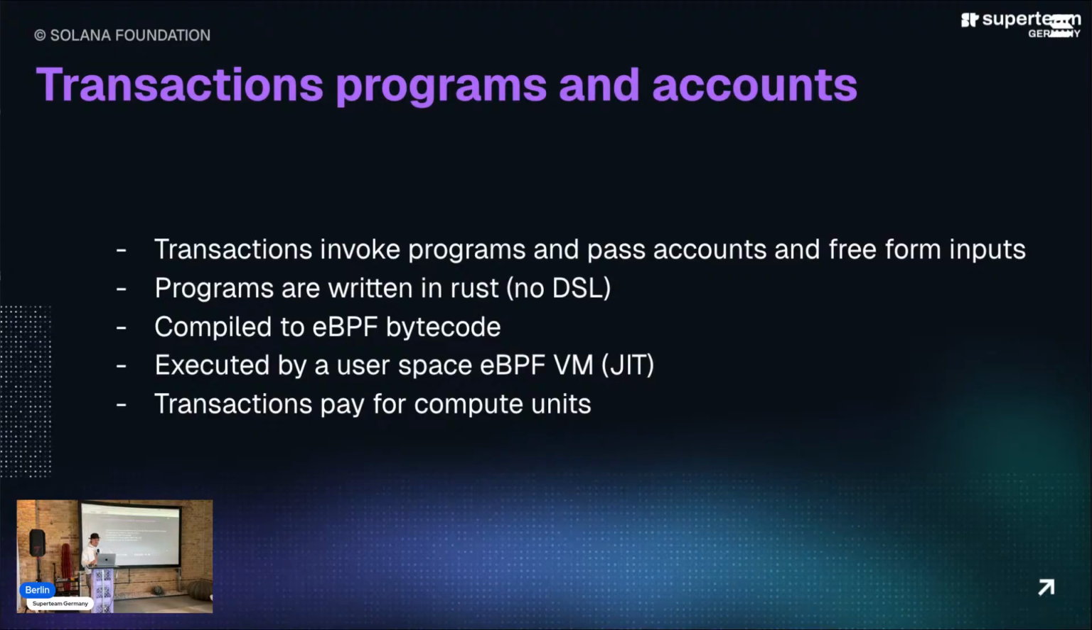And then what happens if you do a transaction? In the game that we played before, you swipe to the left or you swipe to the right, and this happens via a transaction. A transaction invokes a program. I deployed a program which has the logic for this game on chain. The programs are all written in Rust, so there's no domain-specific language like in some other blockchains. And then they are compiled to eBPF. Does anyone know what eBPF actually is?